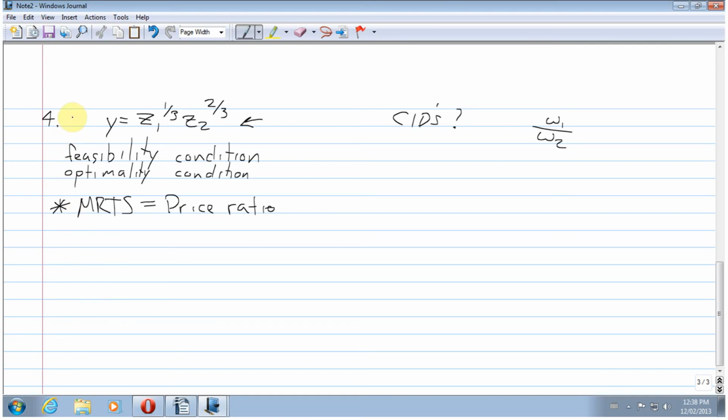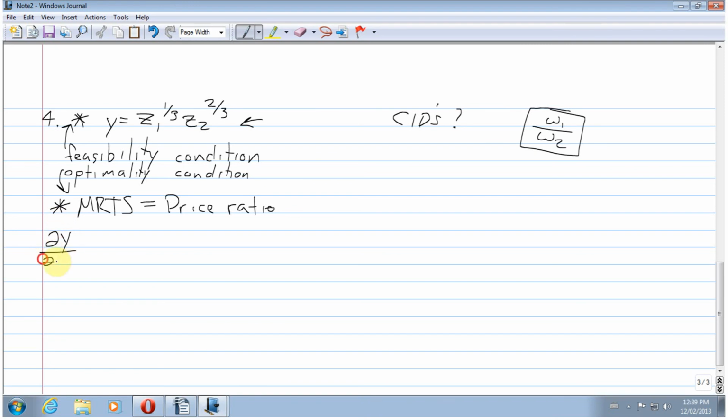Okay, your feasibility condition you were given in the question itself, which is the production function, right? So any y I want has to come from some combination of z1 and z2 that form this equality. My optimality condition somebody had to derive, and it's that the MRTS equals the price ratio. So let's start off by finding the MRTS. We've already been given that the price ratio is W1 over W2. So we'll use those two things to solve for our conditional input demands.